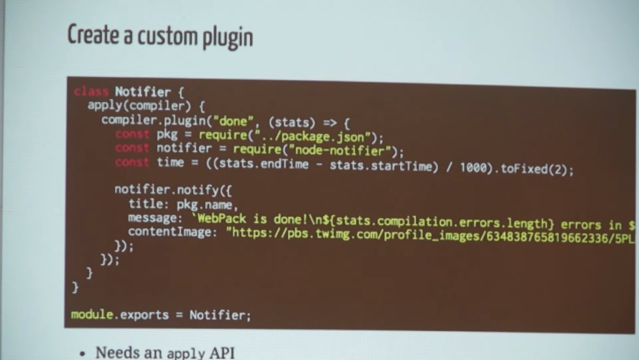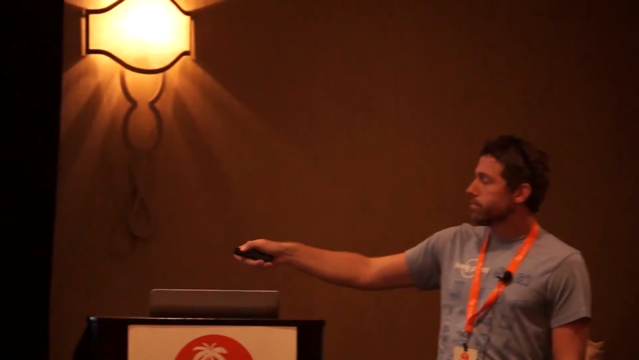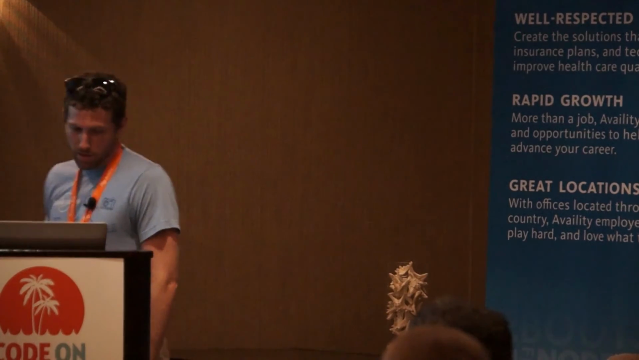So what I can do is I can say the end time minus the start time, blah, blah, blah, and I can say my Webpack is done. It had no errors, and it took this long. And then you can give it a little message. This is a node package called notifier. It's not a Webpack thing, by the way. And I could pull in information from my package JSON. It's really, really cool. So that's how you write a super small and simple Webpack plugin.